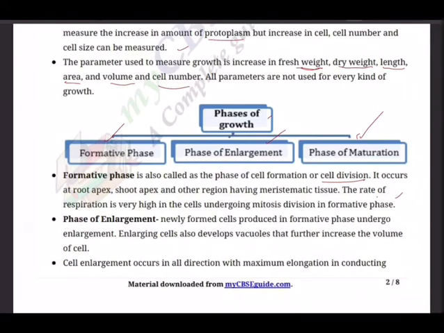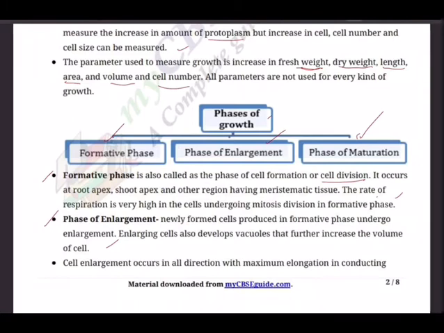Second, once the mitosis takes place, lots of cells are formed, n number of cells are formed, then the cells enter into the second stage, that is phase of enlargement. Once the formative phase is over, phase of enlargement takes place. Newly formed cells produced in formative phase undergo enlargement. Enlarging cells also develop vacuoles that further increase the volume of the cells.